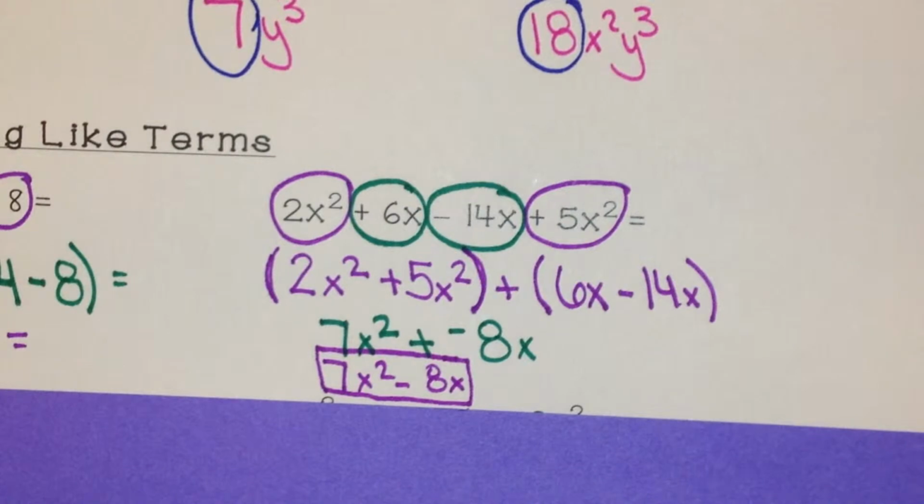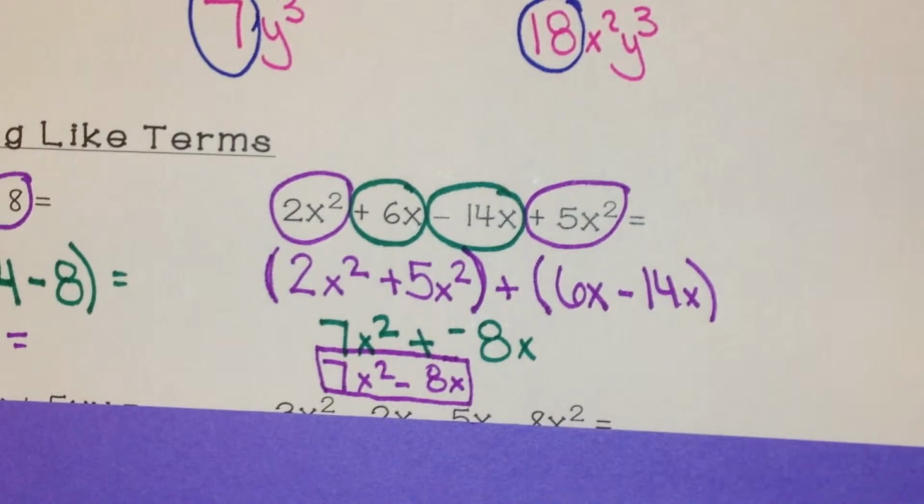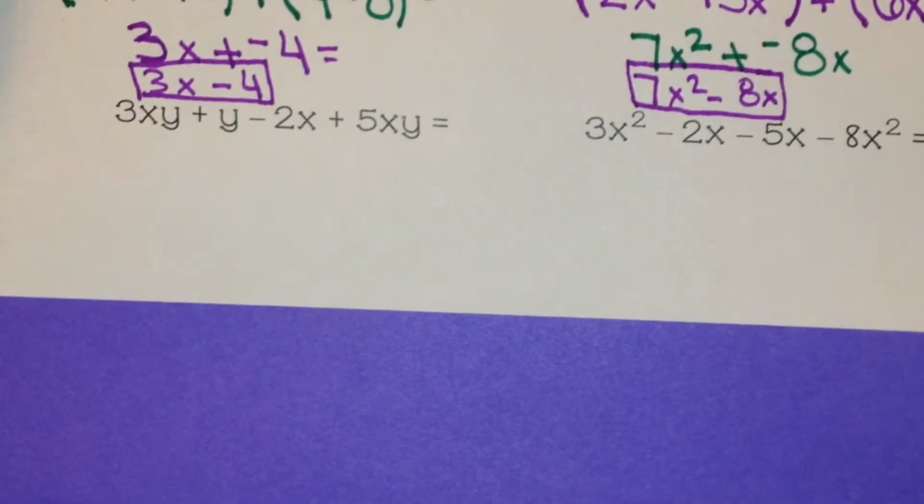All right, and this is as simple as it can get. We cannot combine x squared with x. Yes, they both have x's, but this is actually x times x. So it's 2 x's multiplied together, where this just has 1 x multiplied by the coefficient. So they cannot be combined. All right, let's try the next one.